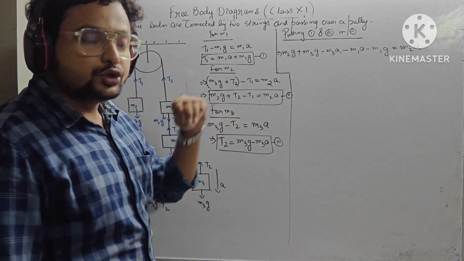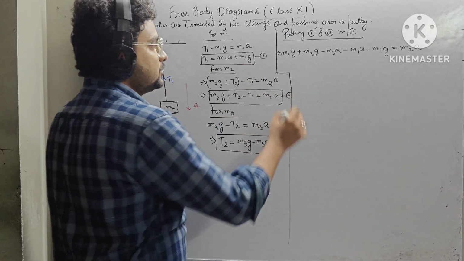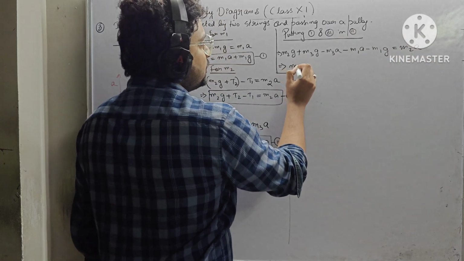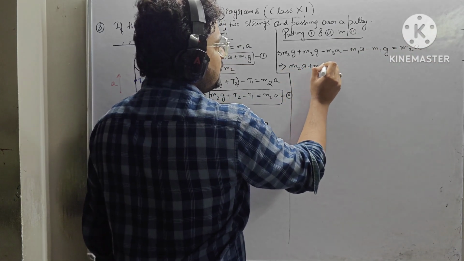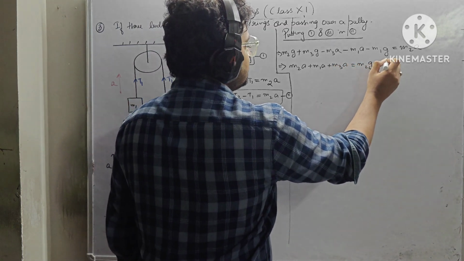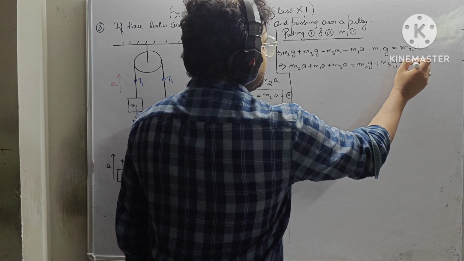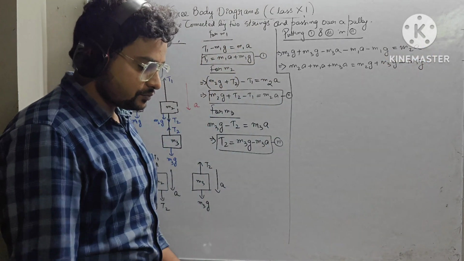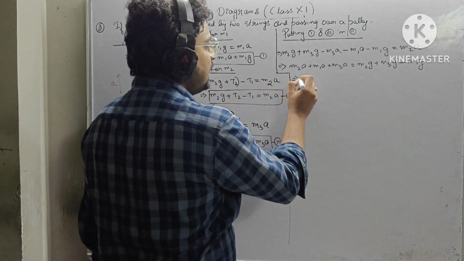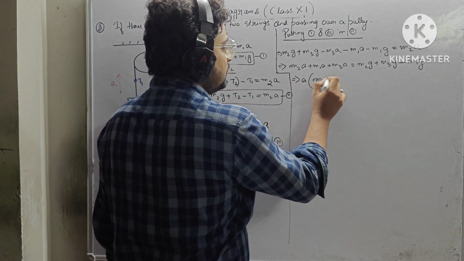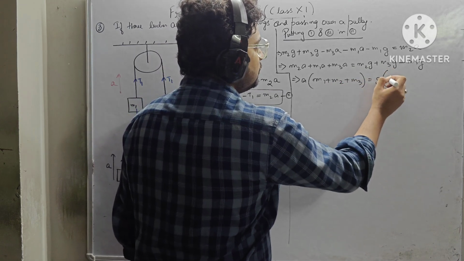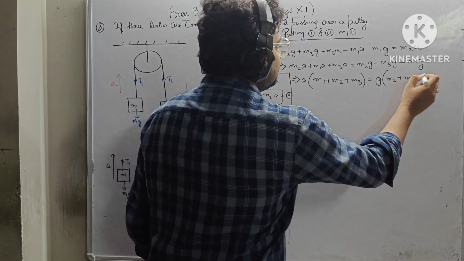Now bring all the A's to one side, and all the other terms to the other side. So this one I am putting here, this one I am putting here. So M2A plus M1A plus M3A equals M2G plus M3G minus M1G. I can take A common. So M1 plus M2 plus M3, that is equals to, I can take G common. So M2 plus M3 minus M1.